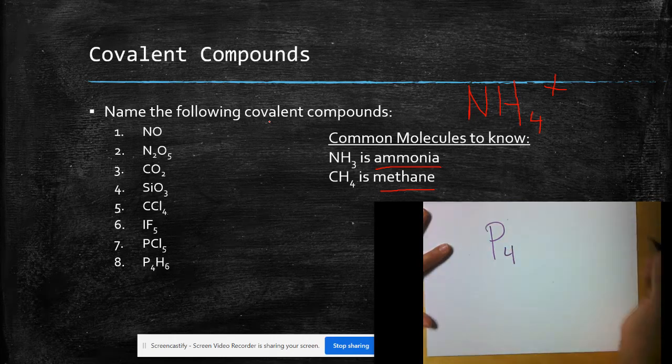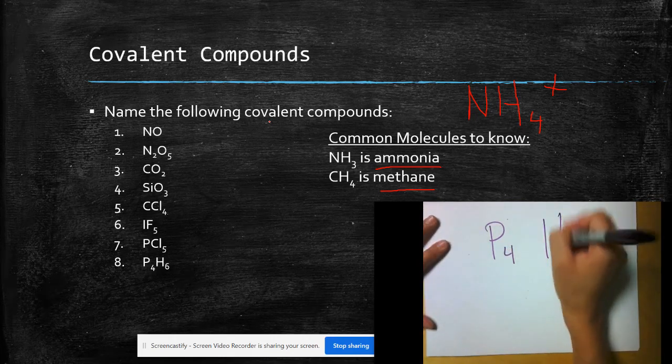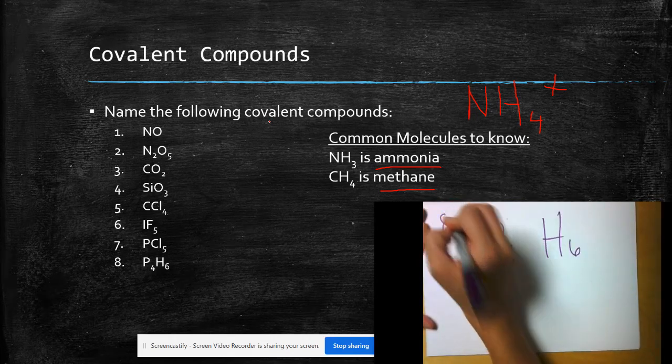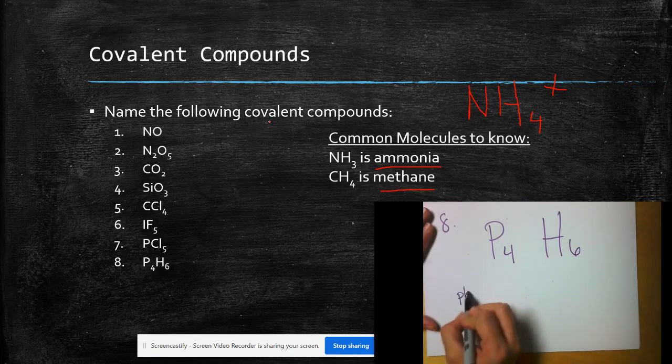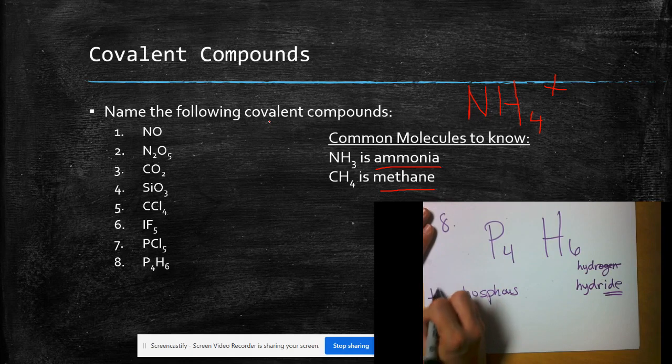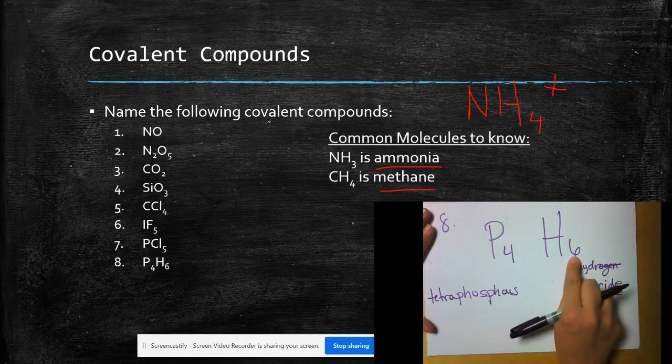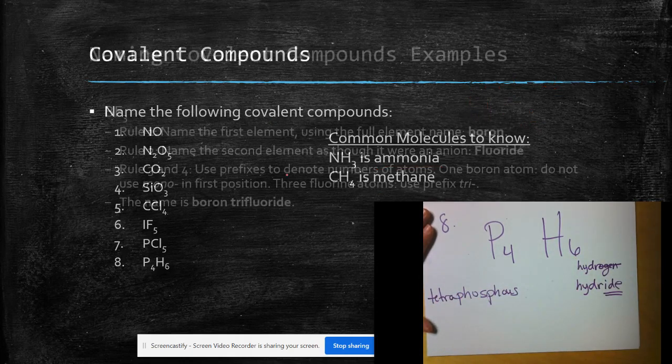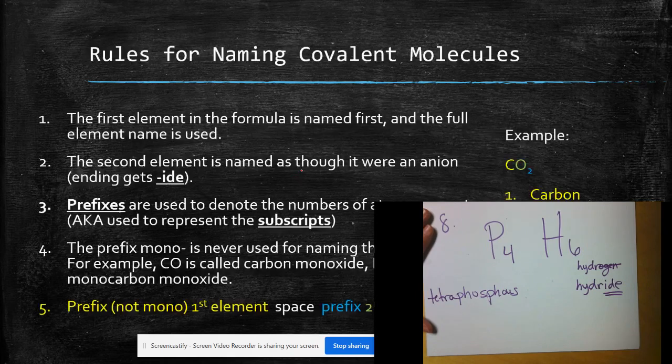This time we have 4 phosphorus and we have 6 hydrogen. This is number 8. So we're going to name the first element, phosphorus. Name the second element, which is hydrogen. Drop the last syllable and you get hydride. 4 is tetra. 6 is hexa. So I'm just going to go back real fast to our prefixes.